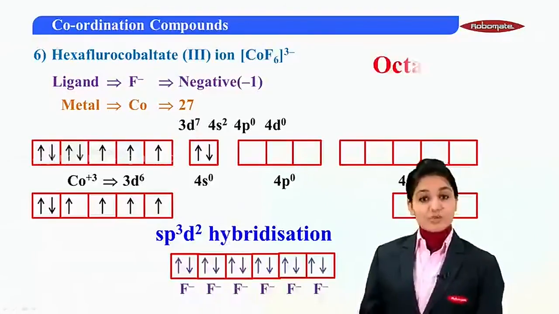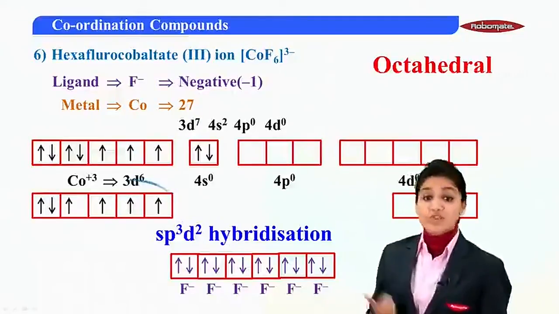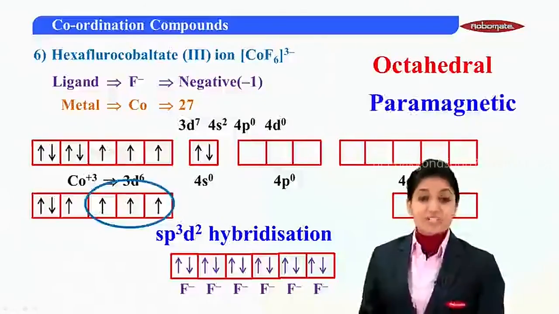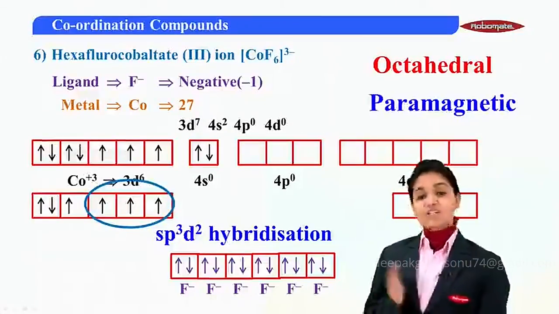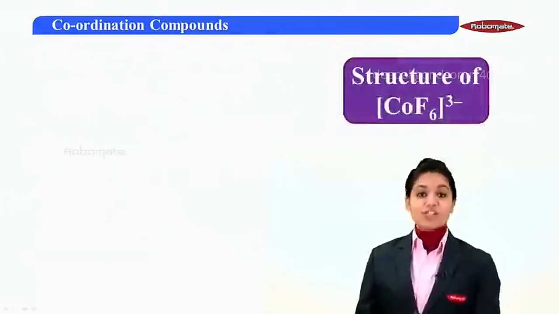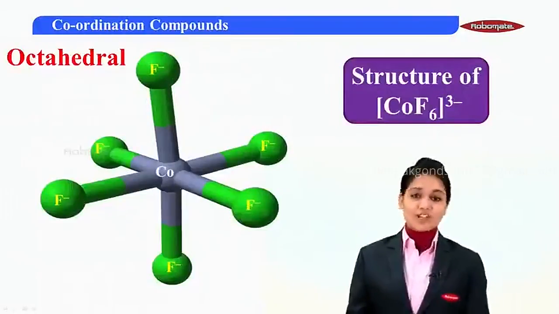And for this, the geometry is octahedral. Okay, do we have unpaired electrons over here? Yes, we do have unpaired electrons. Therefore, it is a paramagnetic coordination compound. Since the hybridization is sp3d2, we are using the outer d orbital, so it is an outer orbital complex. Looking at the geometry of this particular structure, that is the octahedral geometry for this coordination compound.